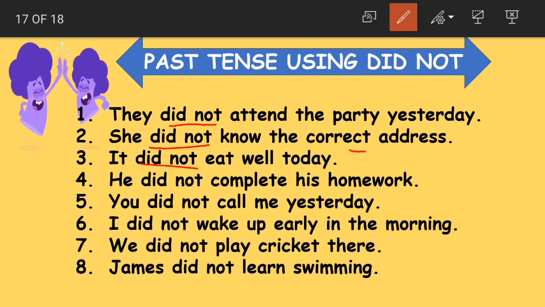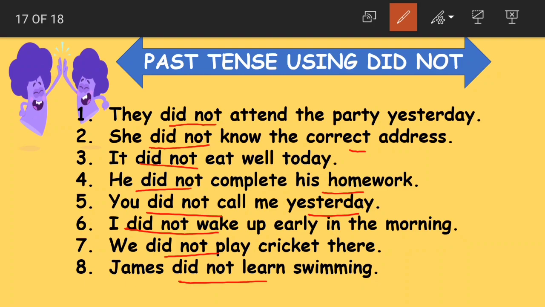Suppose you are talking about your pet dog, it did not eat well, then you can say like this: it did not eat well today. Okay, he did not complete his homework. You did not call me yesterday. You didn't make a call to me yesterday. I did not wake up early in the morning. We did not play cricket there. James did not.